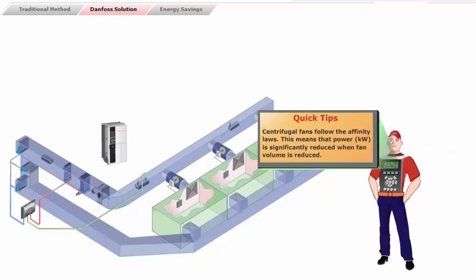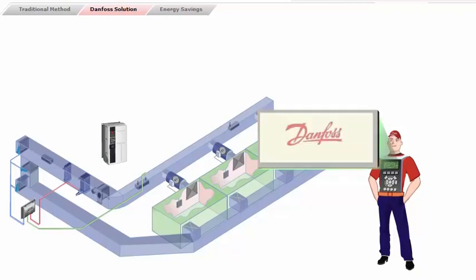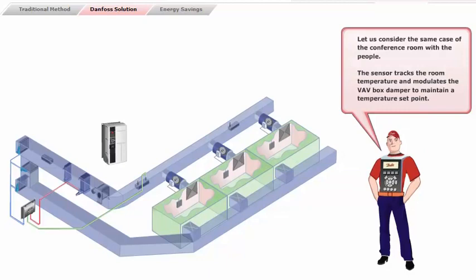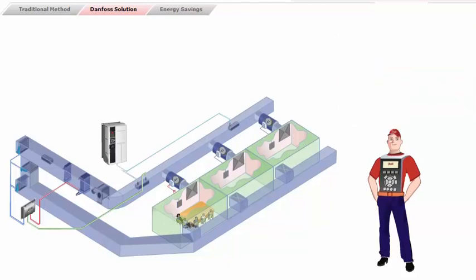Centrifugal fans follow the affinity laws. This means that power is significantly reduced when fan volume is reduced. Let us consider the same case of the conference room with the people. The sensor tracks the room temperature and modulates the VAV box damper to maintain a temperature set point.